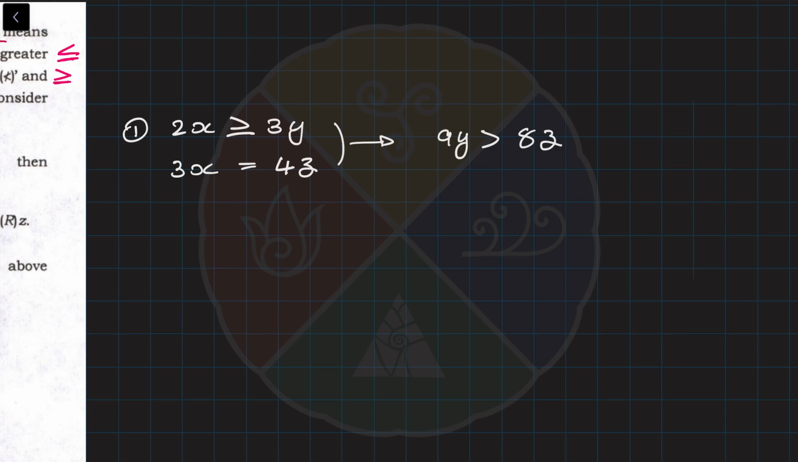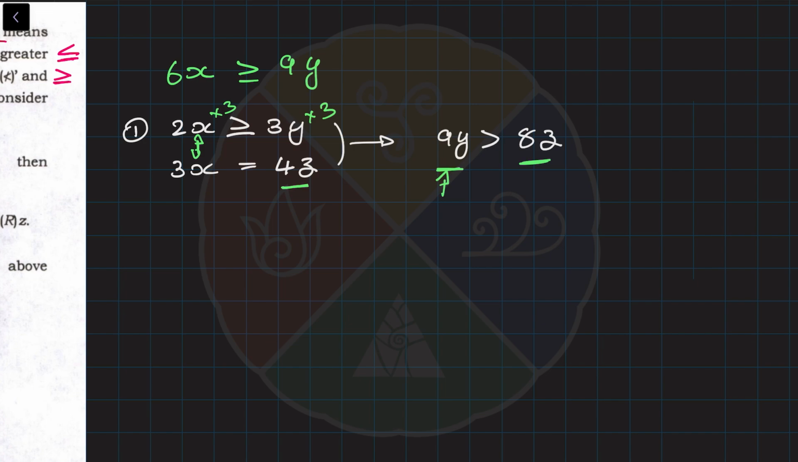We have 9y on the left side and 8z on the right, and we have to relate 9y and 8z. Y is over here, z is over here, and x is the linking factor. So first of all I'm going to convert this. Here I have 3y, and I'm trying to make this value 9y. How to do that? I simply have to multiply by 3 on both sides. I will get 6x is greater than or equal to 9y. That's what I got.